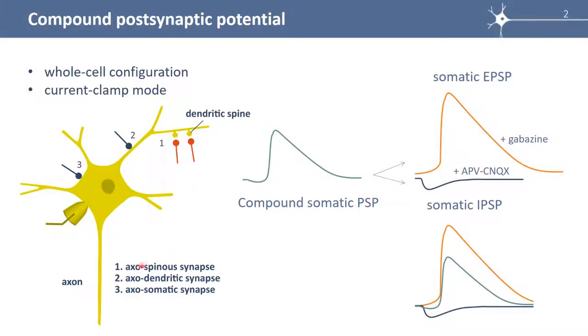These synapses are called axospinous because it's between an axon terminal and a spine. The number 2 is axodendritic because it's between an axon terminal and the shaft of a dendrite. And axosomatic for the 3 because it's between an axon terminal and the soma.